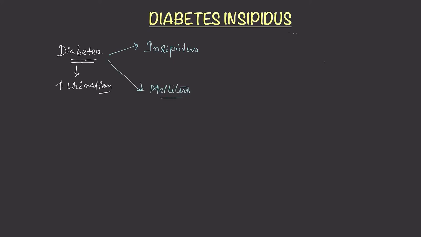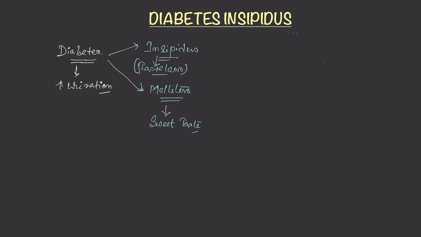diabetes mellitus. The term mellitus comes from the term honey, that means it is due to sweet taste. And insipidus means it is tasteless. So, tasteless increased urine is diabetes insipidus.